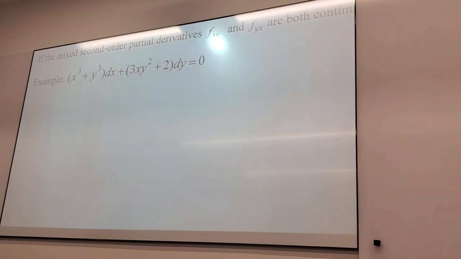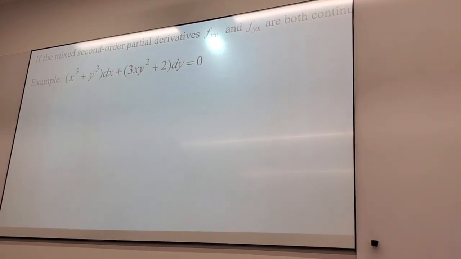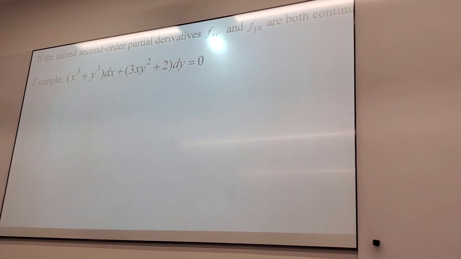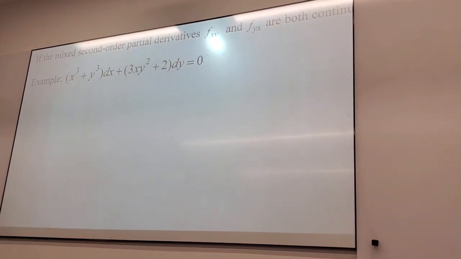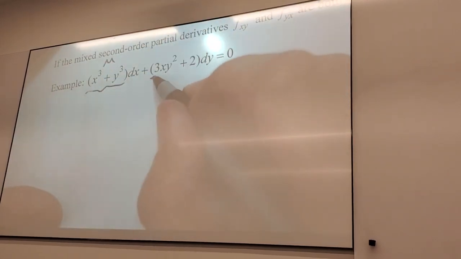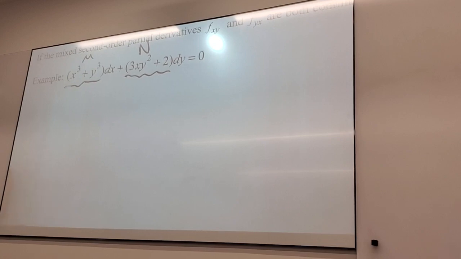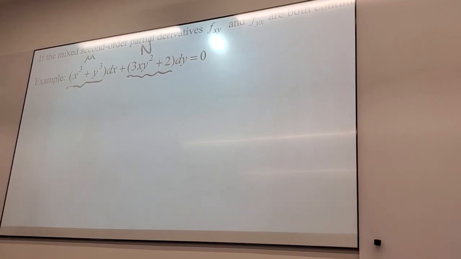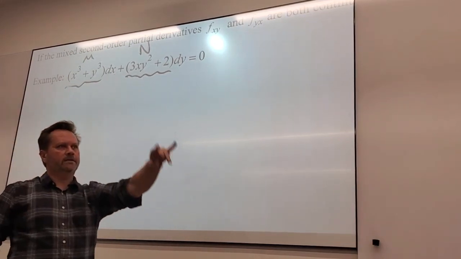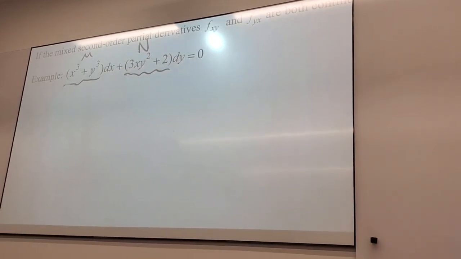Just to make sure we're all on the same page, which part of that is what we call the M function? X cubed plus y cubed. So this is the M, and this is the N. It doesn't really matter, but the way that we set up the process, I want to call the dx piece M and the dy piece N.